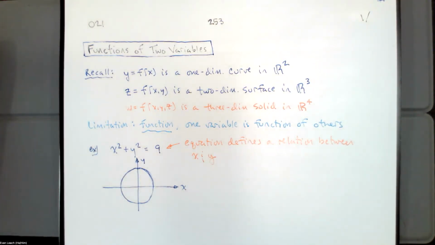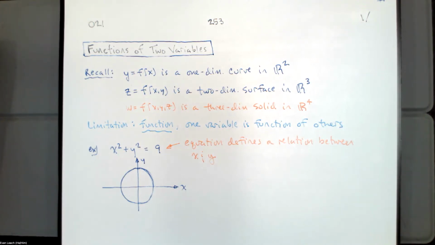So this equation is defining a relation between the variables x and y. But I cannot write a function here that describes that circle. Not one function. We can see that many x's correspond to 2 different y values. So we cannot write y as a function of x.